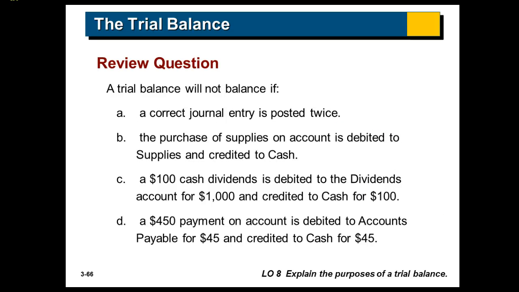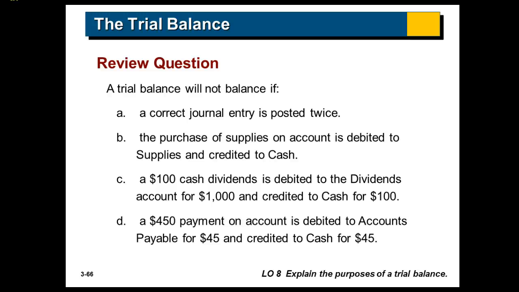Now, a trial balance isn't going to balance if A, a correct journal entry gets posted twice; B, the purchase of supplies on account is debited to supplies and credited to cash; C, a $100 cash dividend is debited to the dividends account for $1,000 and credited to cash for $100; or D, a $450 payment on account is debited to accounts payable for $45 and credited to cash for $45.